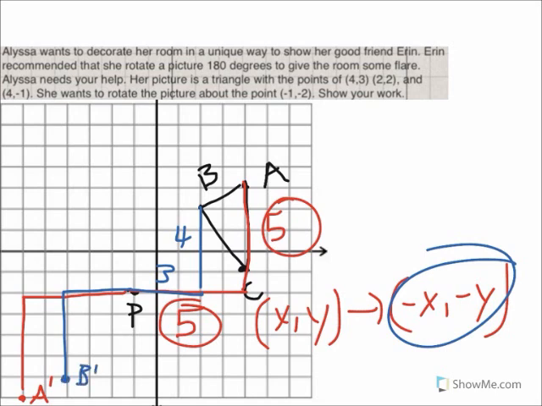The C is also 5 away from P, so this is 5 again, but it is up 1. So we will go over 5 like we did with A, we will only go down 1, and this gives us our C prime point. When we connect the dots, we get a triangle. It's rotated 180 degrees.